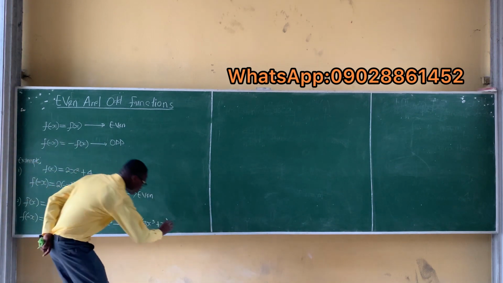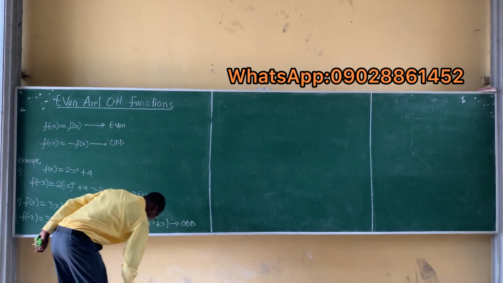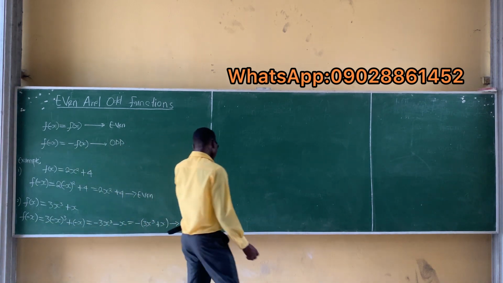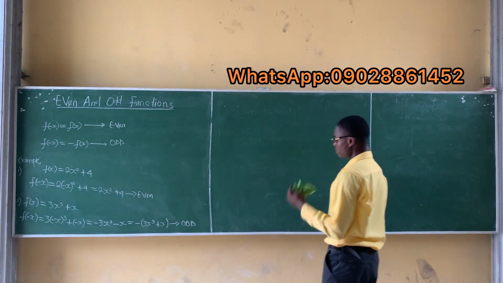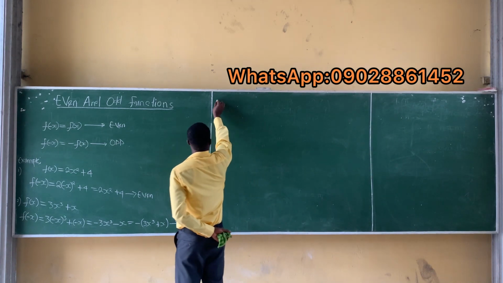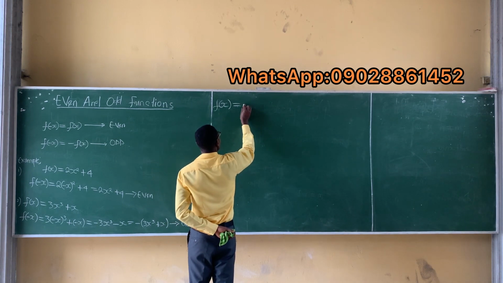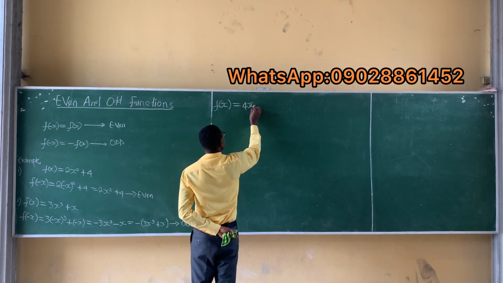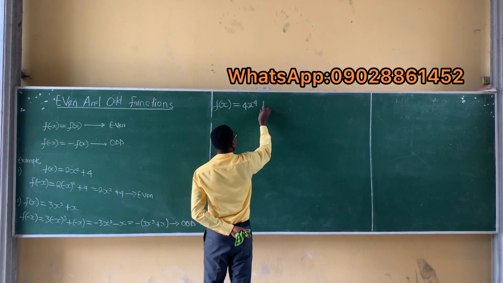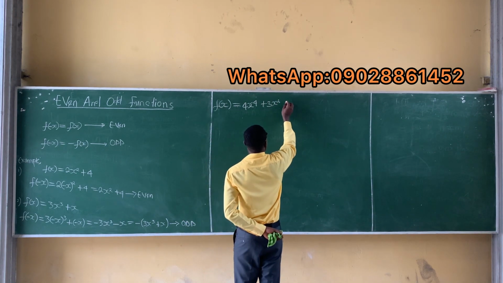So it means that this function is odd. So let's take another example to illustrate even and odd function. Suppose we have f of x equal to, let's say, 4x to the power of 4 plus 3x squared plus 5.